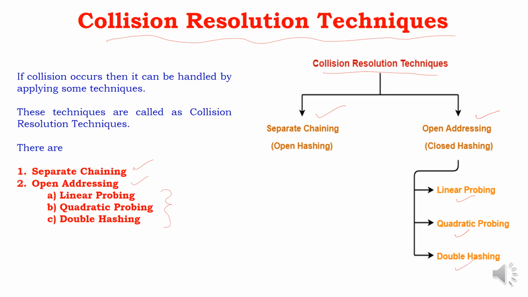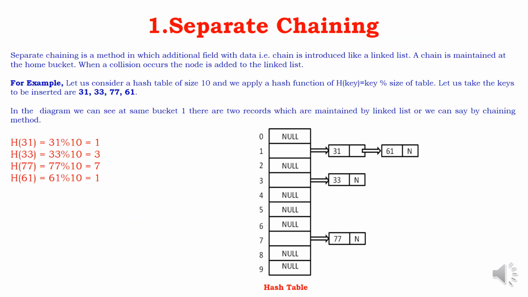Let me explain these one by one. Let me explain the separate chaining collision resolution technique. Separate chaining is a method in which an additional field with the data, that is a chain, is introduced like a linked list. A chain is maintained at the home bucket. When collision occurs, a node is added to the linked list.